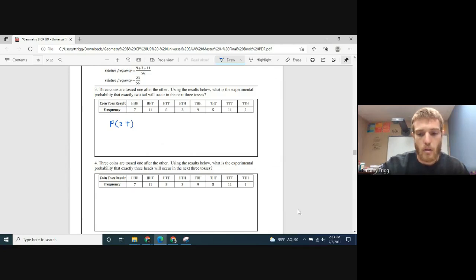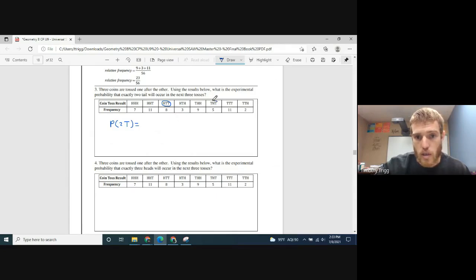I should probably do a capital T since they're using capital T here. So probability of 2 tails. So we're looking at the probability of getting tails exactly twice. So here I would look at these coin toss results here. So heads, heads, heads. Does that have 2 tails? Well, no. You can see this one has 2 tails, right? See how it says heads, tails, tails? So that's 2 tails. Okay.